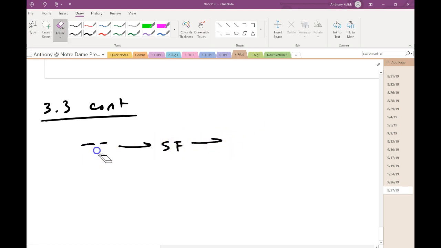Actually, I think I wrote it this way, didn't I? I wrote vertex form on the last time I did it. I think we wrote it in this order. Just trying to be consistent.